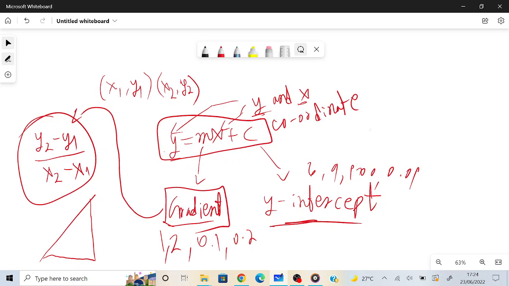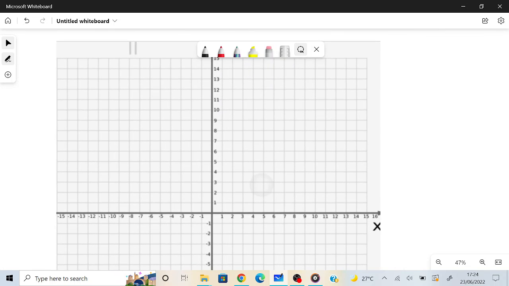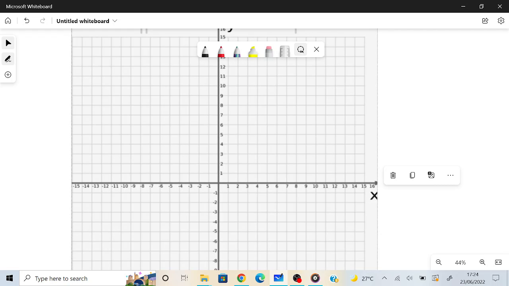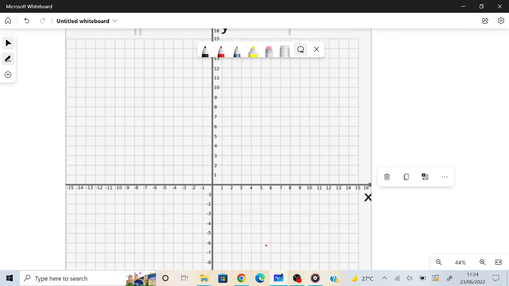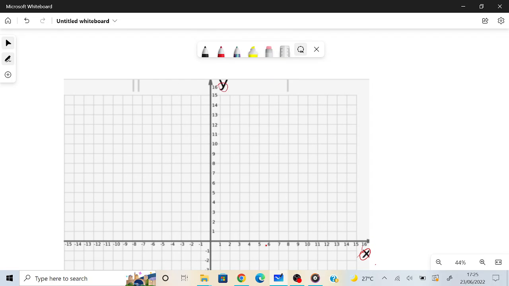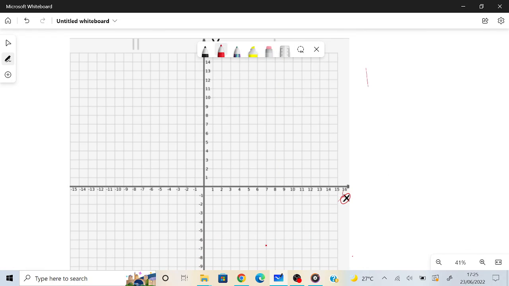So let's dive into some examples. Now, for these types of questions, you will be provided with a coordinate plane. You have your x-axis over here, and you have your y-axis over here. Zoom out a bit. Okay. Now, for our first example, let's say example 1, it says that we should draw the line y equals 3x plus 4.